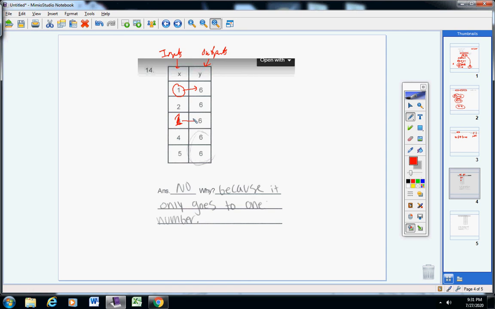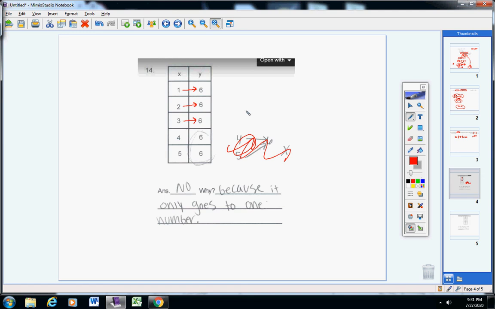Now, if I had another 1 down here, and 1 gave you out 6 again, that's fine, because 1 is giving you out the same number. But if I had a 1 here, Lauren, and then an 8 over here, that's when you put no, because 1 would have given you out 6, and 1 would have also given you out 8. And that can't happen. But the way it's set up, everything's fine. Look, 1, there's no other ones here. So 1 gave you out one number, and that's fine. 2 gave you out only one number.